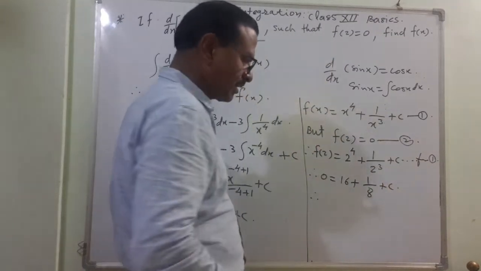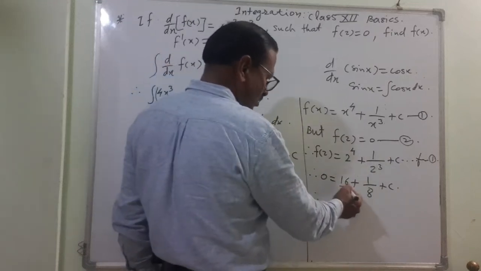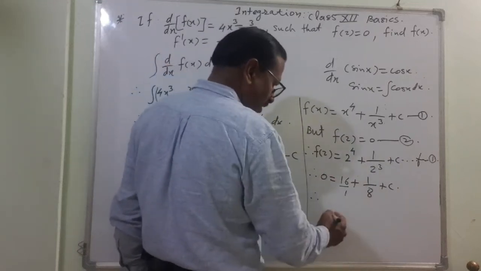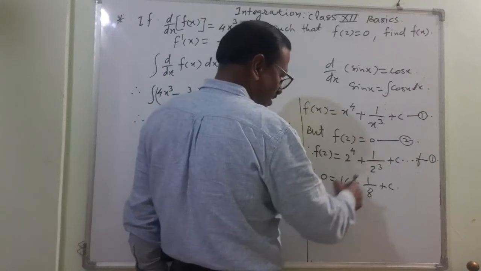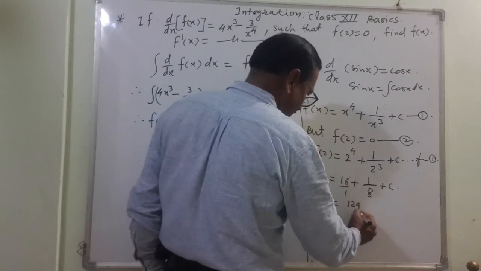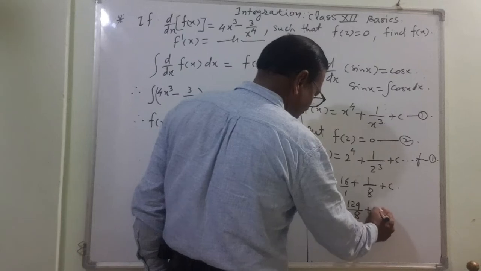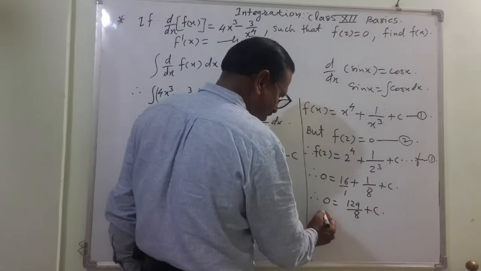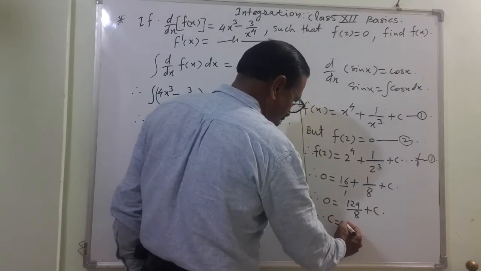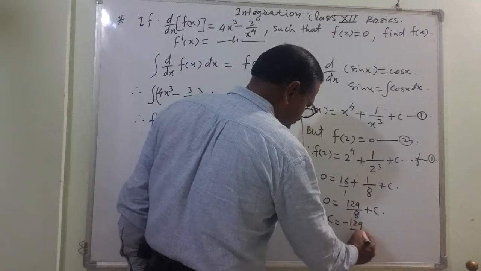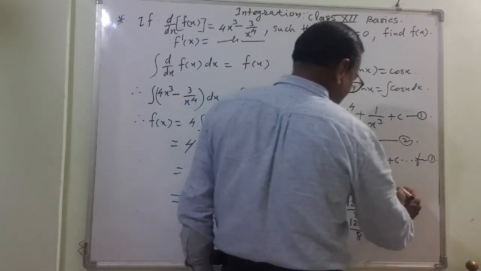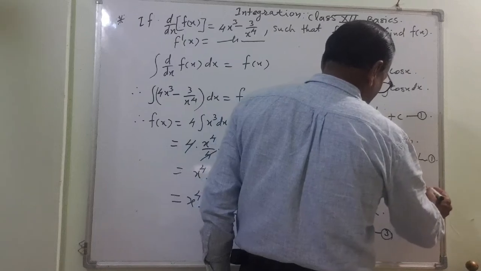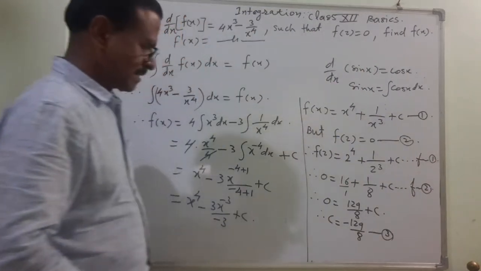Therefore, I will simplify this. 16 8 the 128. 0 is equal to 128 plus 1, 129 upon 8 plus c. But I am interested in c. Therefore, c is equal to minus 129 upon 8. This is number 3. And here I will write from 2. No need to write the reasons.